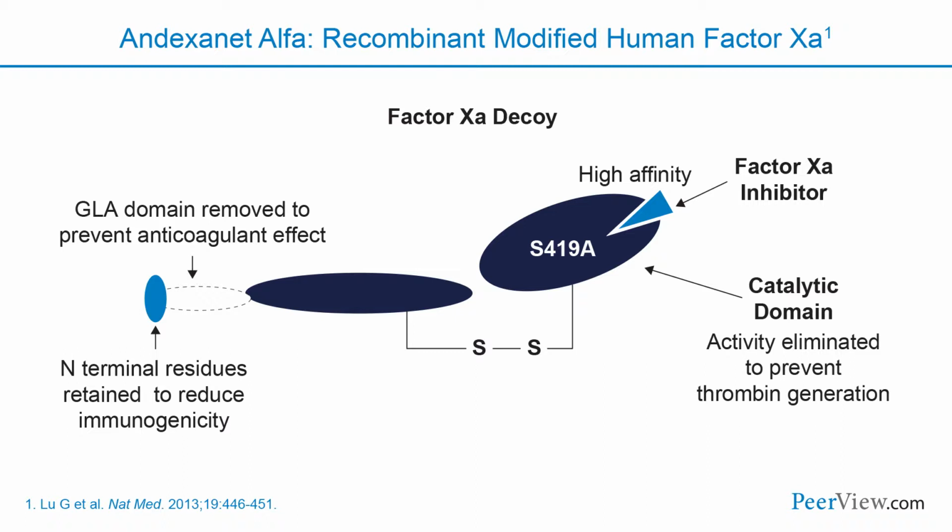But this is not an agent that contributes to the coagulation cascade. So it pulls the Xa inhibitor off of native Xa, ties it up with this decoy, and that way the patient's own Xa can once again substantively participate in the coagulation cascade and restore hemostasis as long as the Andexanet alfa levels are high enough.